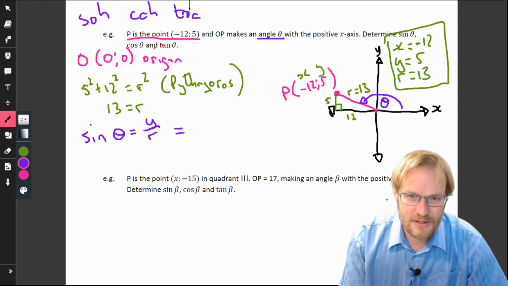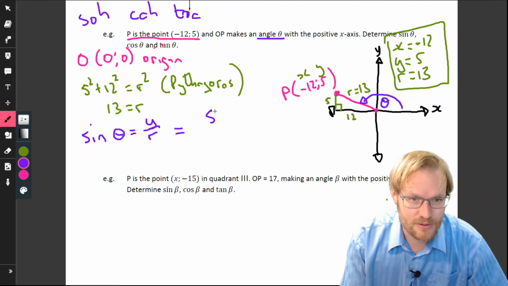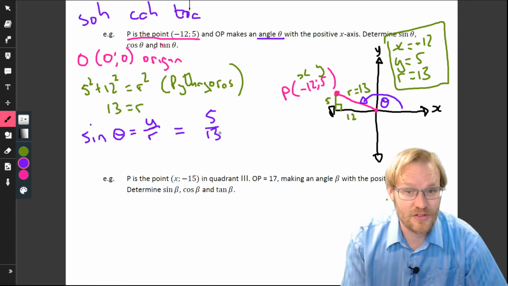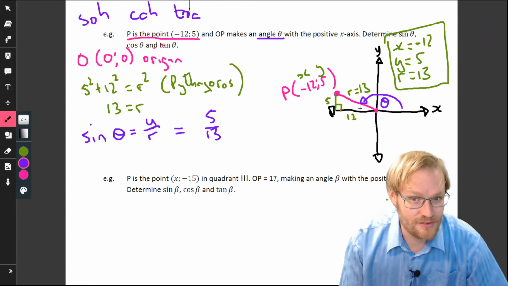Well, we know what y is. There it is, it's 5. Or we wrote it here, it's 5. So y equals 5. R equals 13. So sine theta is 5 over 13. Interesting that it's also a sine of this angle over here.